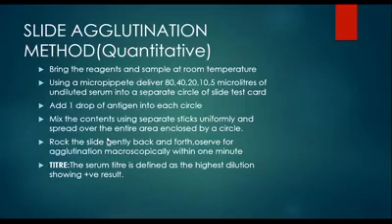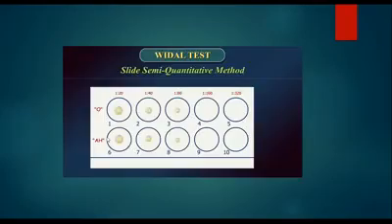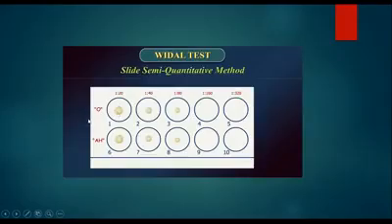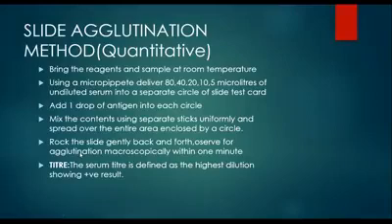Now using a micropipette, deliver 80, 40, 20, 10 and 5 microliters of undiluted serum into separate circles of the slide test card. First step that we are going to do is take the mentioned amounts, 80, 40, 20, 10 and 5 microliters of serum, in all these circles, and again we are going to repeat it for these circles as well, which are specified for this antigen. Then we are going to add 1 drop of antigen O in these circles and AH antigen in these circles. After that, mix the contents using separate sticks uniformly and spread over the entire area enclosed by a circle.